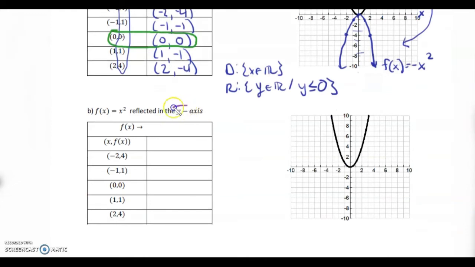Now if we have f of x reflected in the y-axis, it's going to reflect like this. We can denote this by putting (-x) in brackets, squared, because we want to group that negative right in with the x. Every single x term we are going to negate. So -2 goes to 2, -1 goes to 1, 0 stays as 0, 1 goes to -1, and 2 goes to -2.